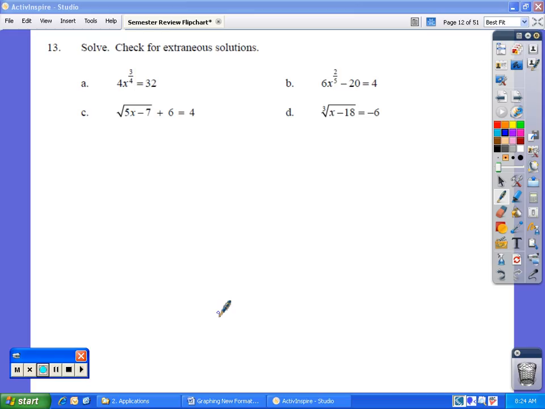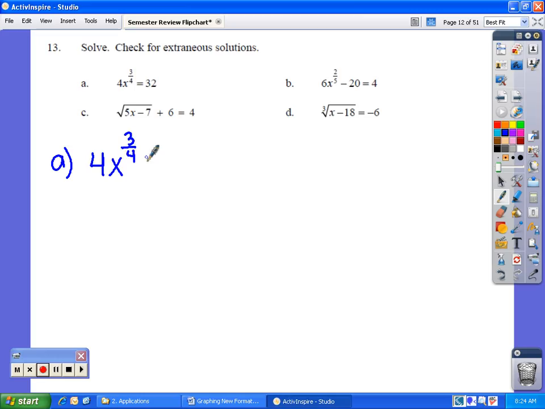Your paper, unfortunately, does not give you a lot of room for these problems, so I strongly suggest doing this on another sheet of paper. Okay, the first one, 4x to the 3/4 power equals 32. Remember, our goal in all of these problems is always to get x by itself. If you notice, I have something blocking my x from being by itself, and that main thing is a 4. So I'm going to divide both sides by 4 so I can have x by itself.